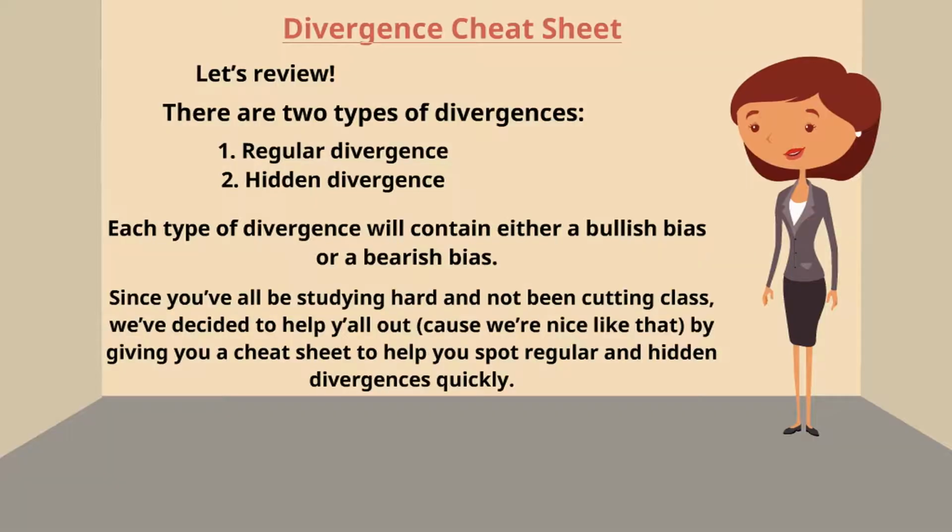Next lesson is the divergence cheat sheet. Let's review. There are 2 types of divergences. First is regular divergence. Second is hidden divergence. Each type of divergence will contain either a bullish bias or a bearish bias. Since you've all been studying hard and not been cutting class, we've decided to help you out, 'cause we're nice like that, by giving you a cheat sheet to help you spot regular and hidden divergences quickly.